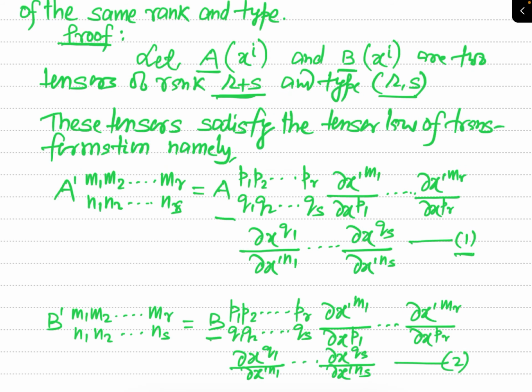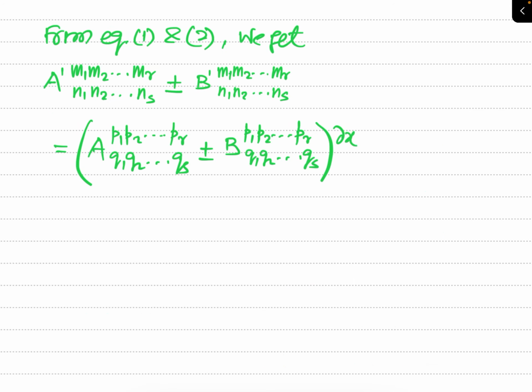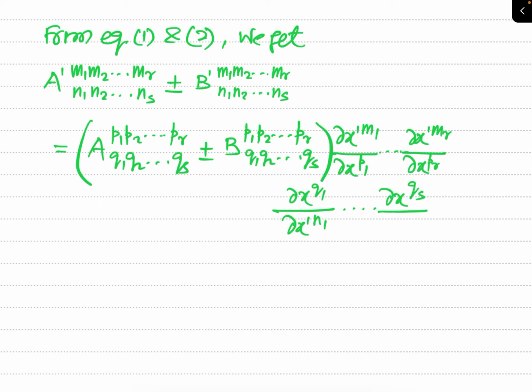And the partial derivative terms, you can see this and this are actually common. So there will be del X prime M1 by del X P1, and so on, del X prime MR by del X PR, and again del X Q1 by del X prime N1, and so on, del X QS by del X prime NS. And say this is equation 3.